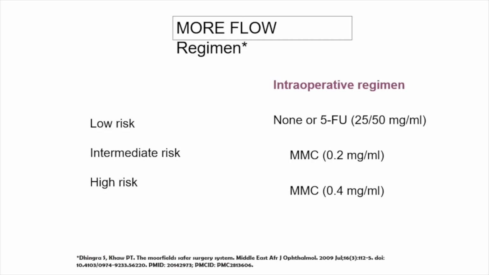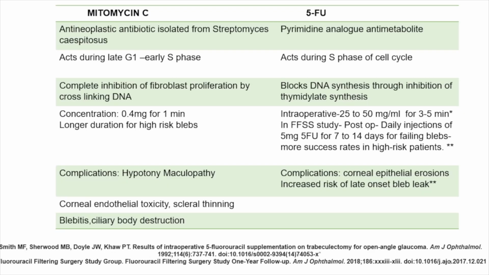And according to the regimen, in low-risk patients, intraoperatively we can use either no antifibrotics or 5-FU at 25 to 50 milligram per ml. In intermediate risk, mitomycin C can be used at 0.2 milligram per ml. In high risk, it can be used at 0.4 milligram per ml for 3 minutes. Now, moving on to mitomycin C and 5-fluorouracil.